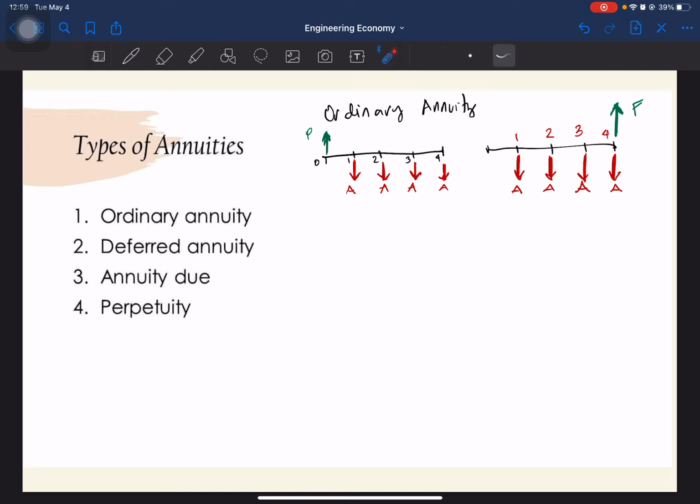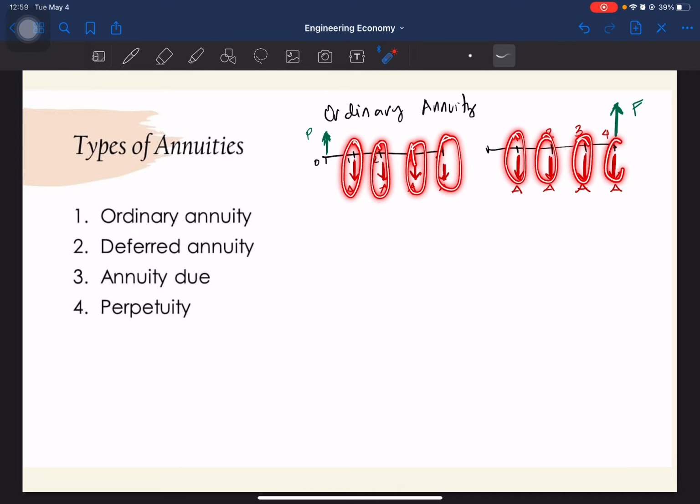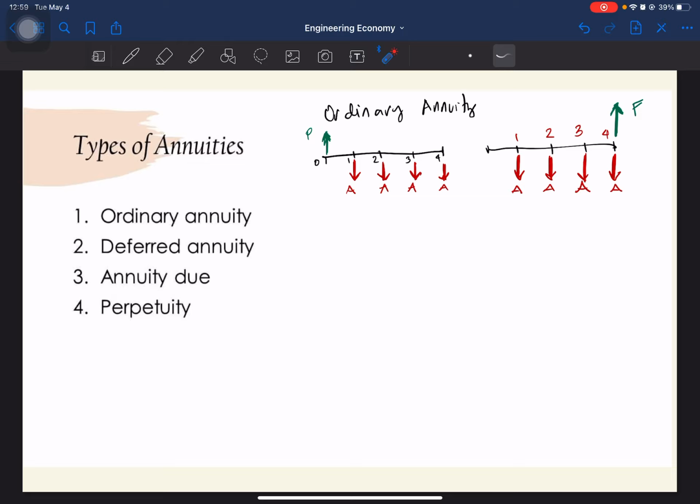Okay? Paid at the equal intervals of time. Okay? Just remember, when you say ordinary, ibig sabihin, the first payment is done, or the payments are done at the end of every period. End of every year, end of every month, end of every quarter, kung ano man yan. Okay? Take note na ang keyword dito is end of period. At the end of every period.